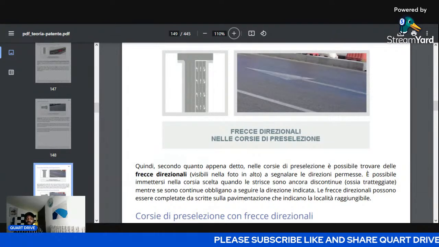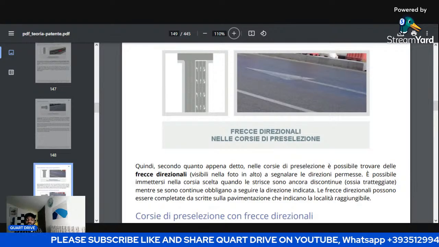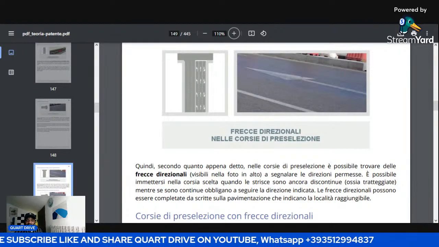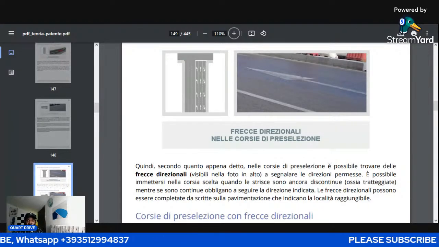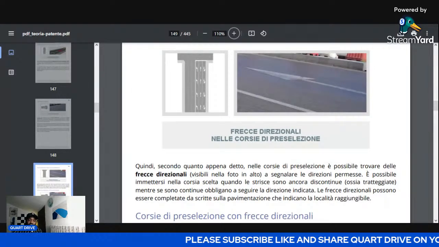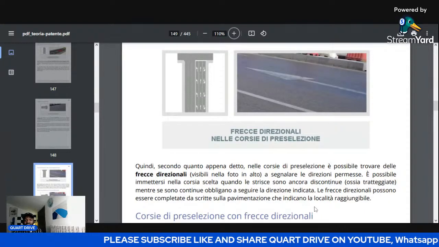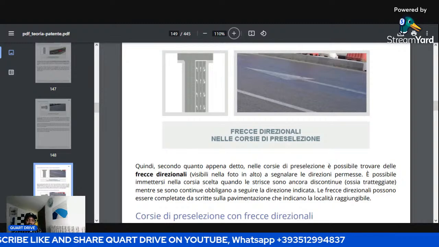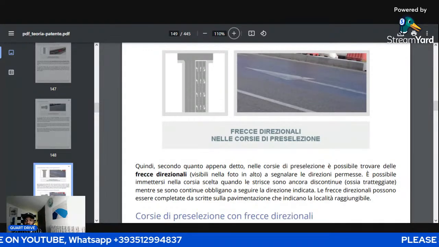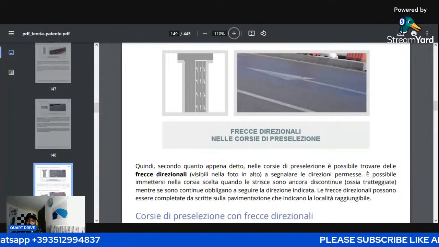Like also this corsia di preselezione, they can also write the names of the directions or the places that you are going to on the pavement. For example, on the autostrada, they normally write the locality or the city or the towns that you are getting to on the floor. That is corsia di preselezione. In the cities or in some areas, they can also write the city that you want to use the direction of the freccia to.